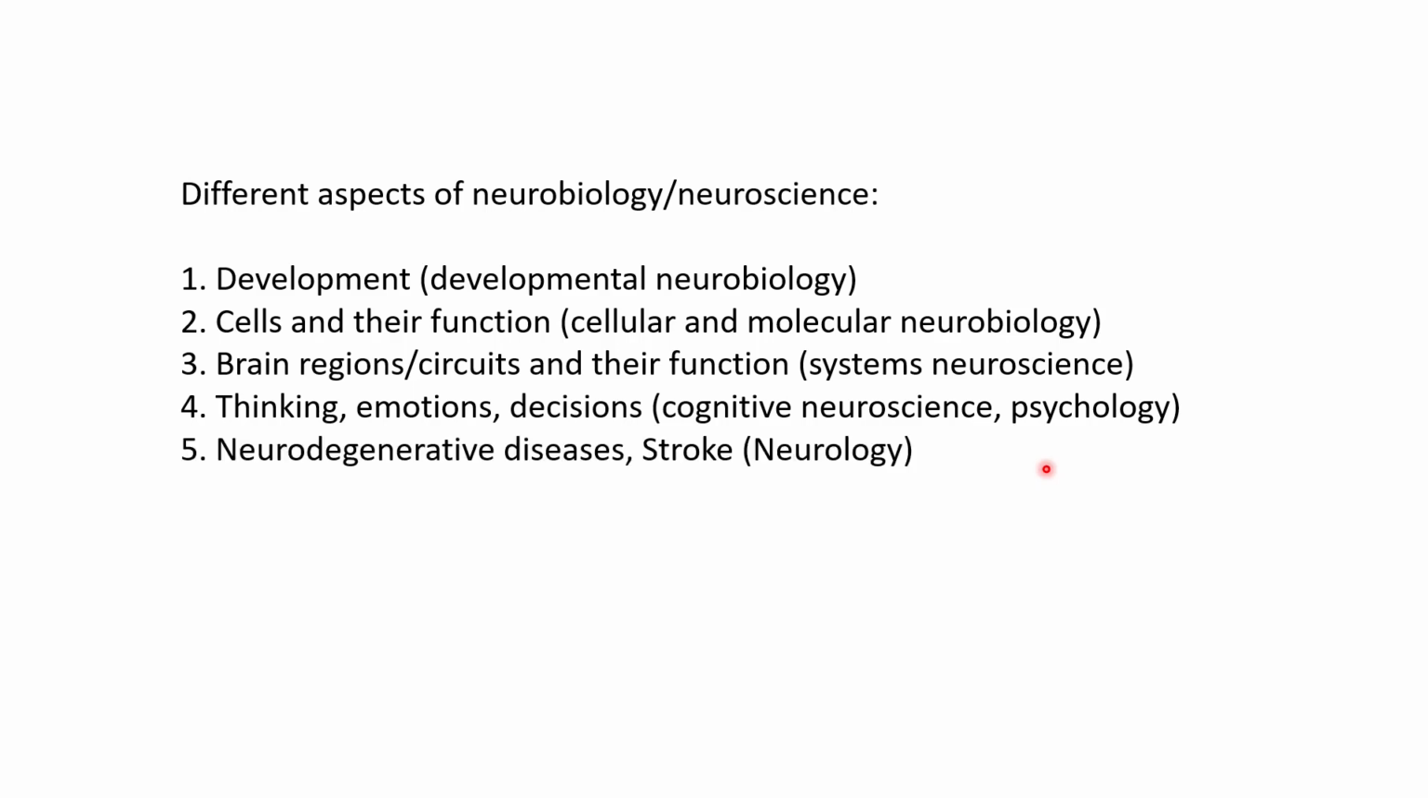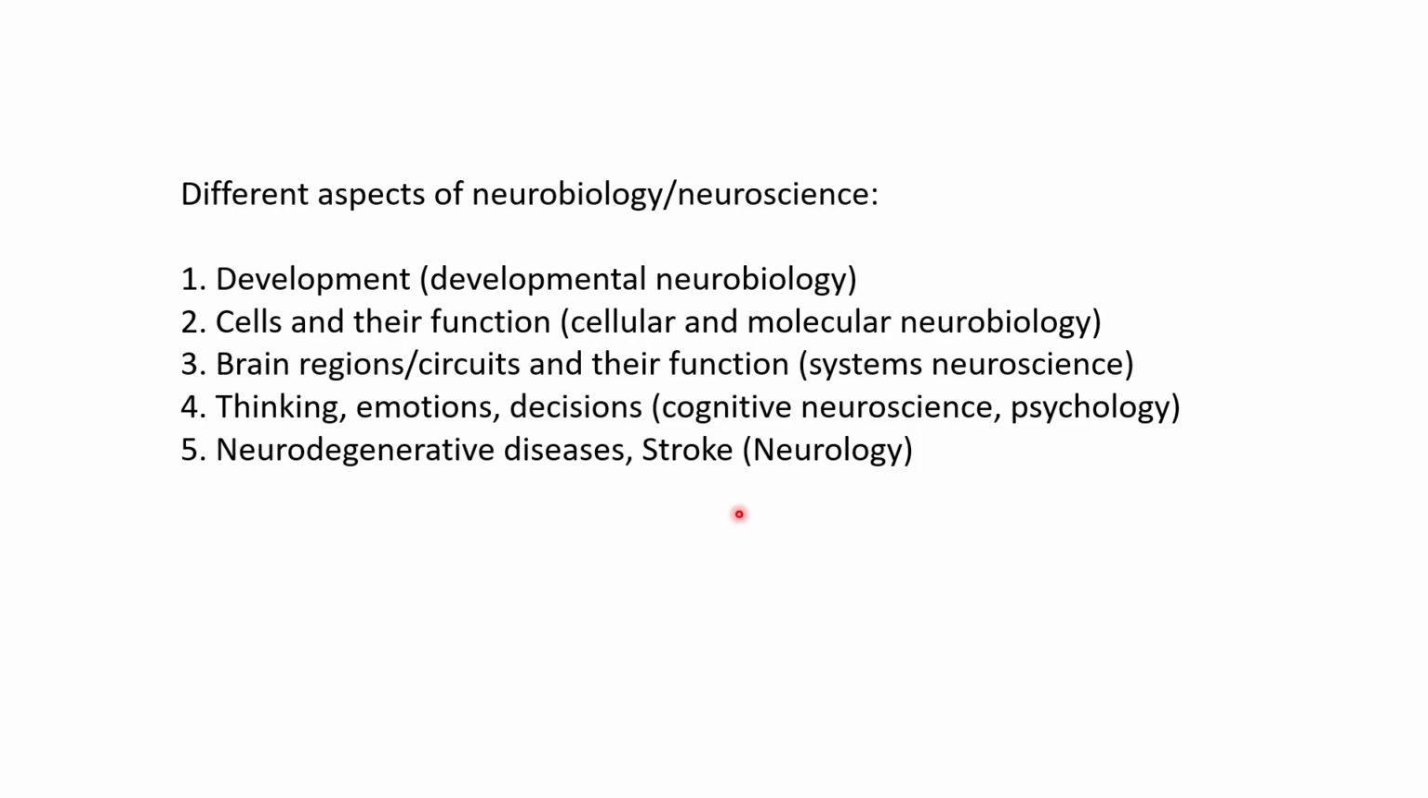One may also approach studying the brain from the angle of diseases. There are several neurodegenerative diseases in which parts of the brain or certain cell types in the brain become defective or they start to die. For example, Alzheimer's disease or Parkinson's disease or stroke, and this comes under the field of neurology. So this is a medical specialty, and neurologists try to study the disorders that involve damage to different parts of the brain.